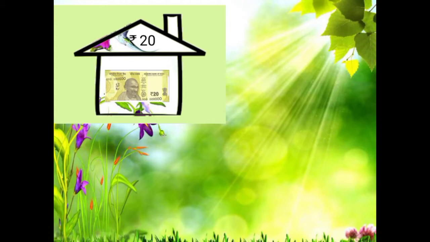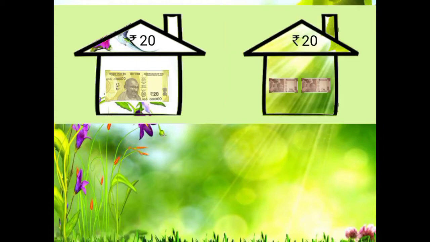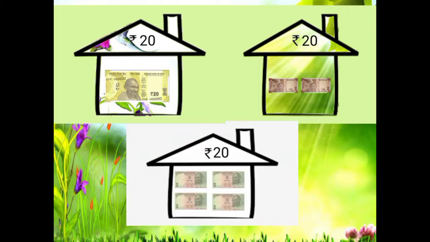Next, 20 rupees house. So in another 20 rupees house, you can see 2 notes of 10 rupees, and one more 20 rupees house. In this house, you can see 4 notes of 5 rupees. So 4 5s are 20.